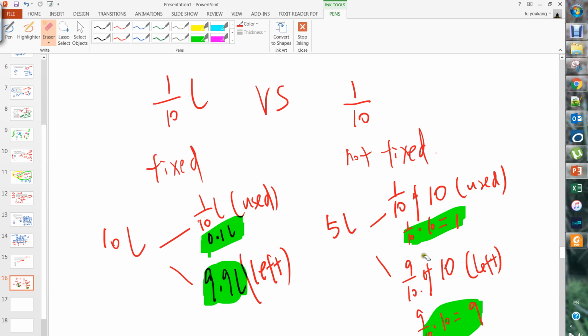No need to change. Then which one needs to change? The 10 needs to change, right? Because "of" means you go to the head of the branch, right? So here you change to 5. If this changes to 5, that means the 1 over 10 below must also change to 5. So what's the answer here? 1/10 times 5.